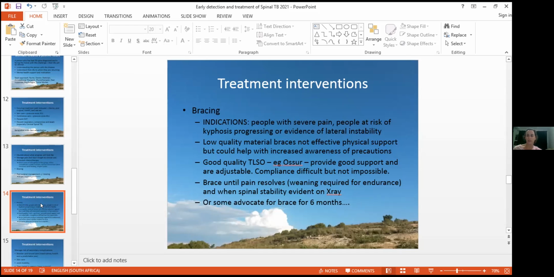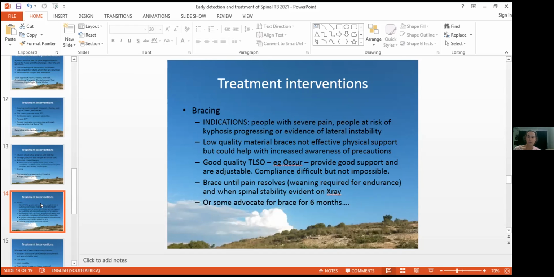So we borrowed budget from somewhere, and we bought 10 OSA adaptable TLSOs, and they're adjustable, so you can use them on different patients, and you just clean them when they come back. But they're very good quality, and they provide decent structural support. And those are the ones that would be provided for patients who you feel are more at risk.